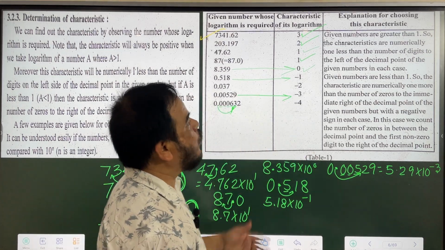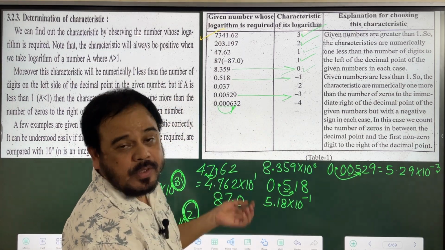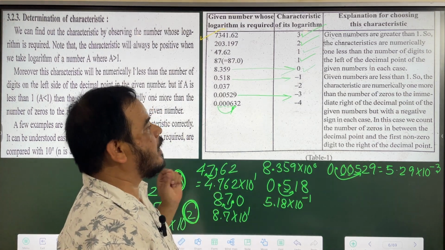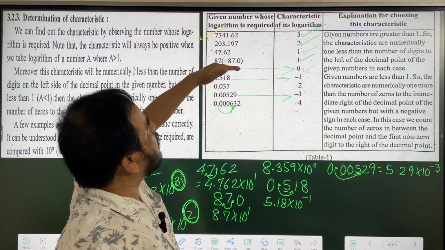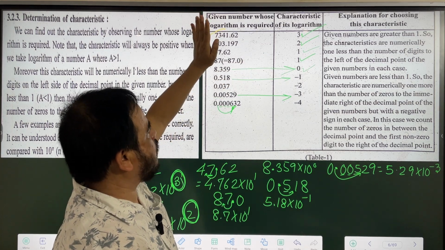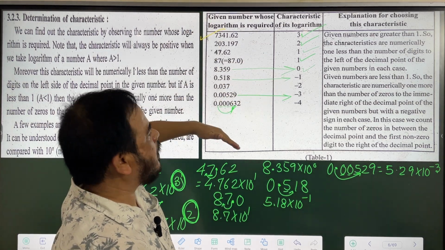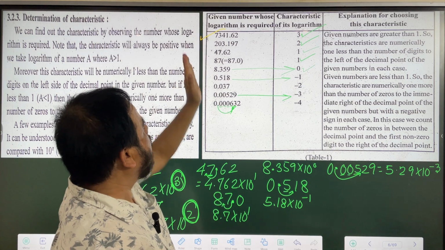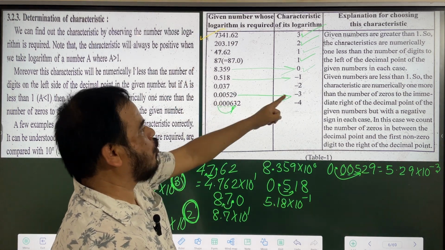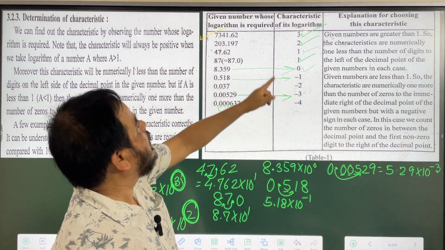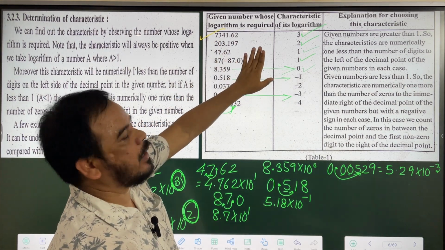So that is how we find characteristics. Sometimes we get a positive characteristic, sometimes a negative one. So in the upper part, 3, 2, 1, 1, all are positive. Here 1, 2, 3, 4, this lower part is all negative. That's what we have understood. After the decimal, if zeros are there, then we will get a negative characteristic. If there are no zeros, then we will get a positive characteristic.